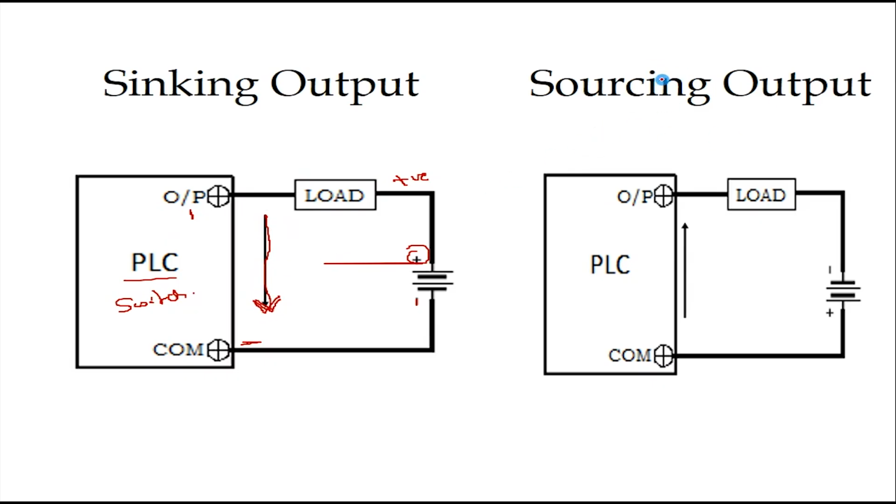But in the sourcing output, the load will be connected to the negative terminal and the positive of the power supply will be connected to the common terminal. And here the PLC will be the switch. Whenever the PLC is giving the signal at the output pin, then the power will start flowing through the common terminal to the load.